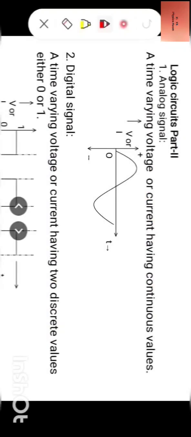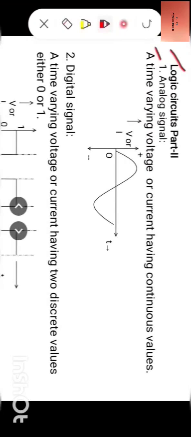Hello friends, continuing with the topic of logic circuits in the chapter of semiconductor and electronic devices. Today we come to its second part, logic circuits part 2. In this part we will study about analog signal, digital signal and logic gates. Now first we take up analog signal.